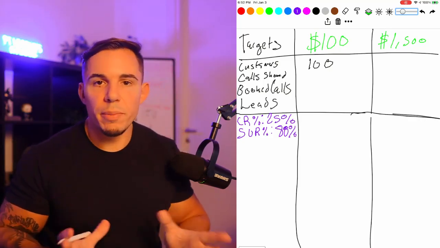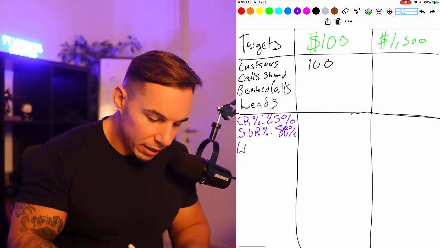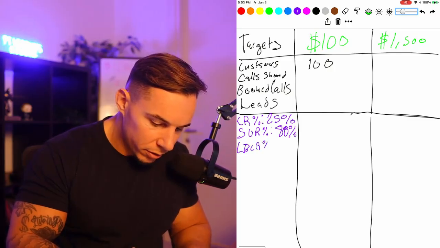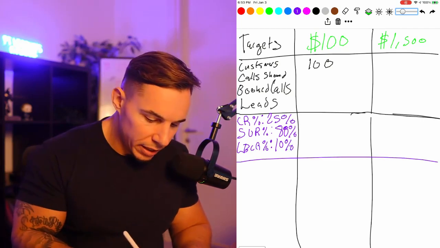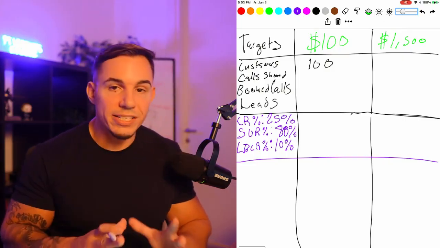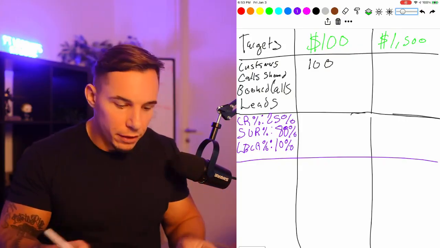This is going to be determined by a few factors, but we want it to be as high as possible, because the more that show up means the more money that we can make. So I'm going to put lead to book call ratio down here, which was 10%. We need at least 10% of our leads booking a call, and then I'm going to put a line. Those are the targets that we need to hit. Those are the minimum targets that I see that are going to allow for you to make money with your advertising campaigns.